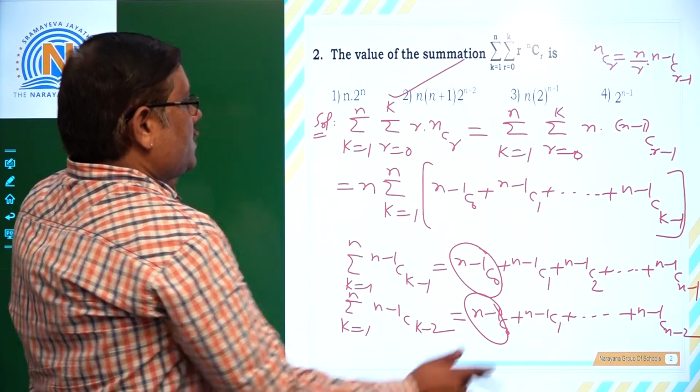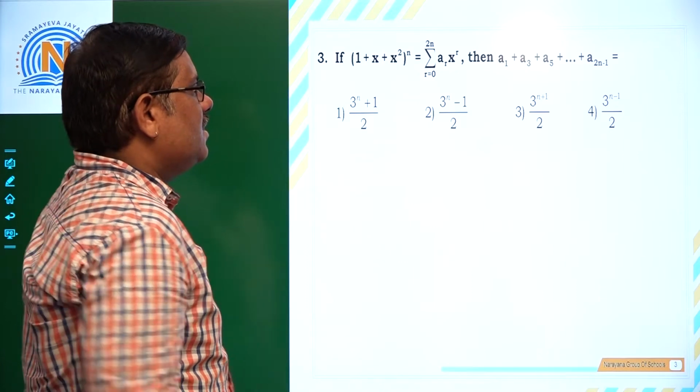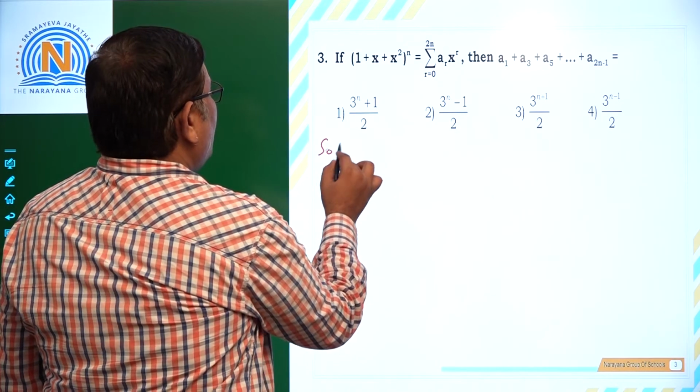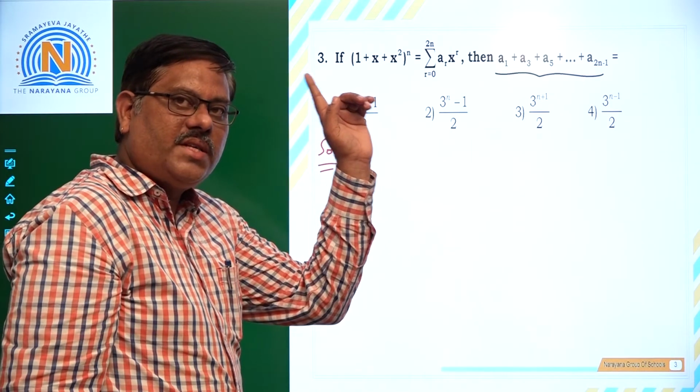Okay. Now let us see the next question. (1 + x²)ⁿ is a similar question to the first question, but here the terms are changed. He is asking for A1 + A3. There we found A0 + A2.